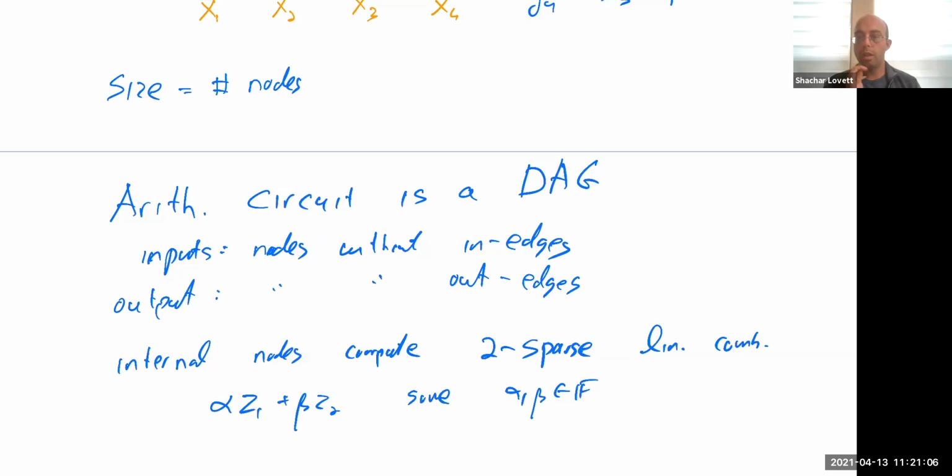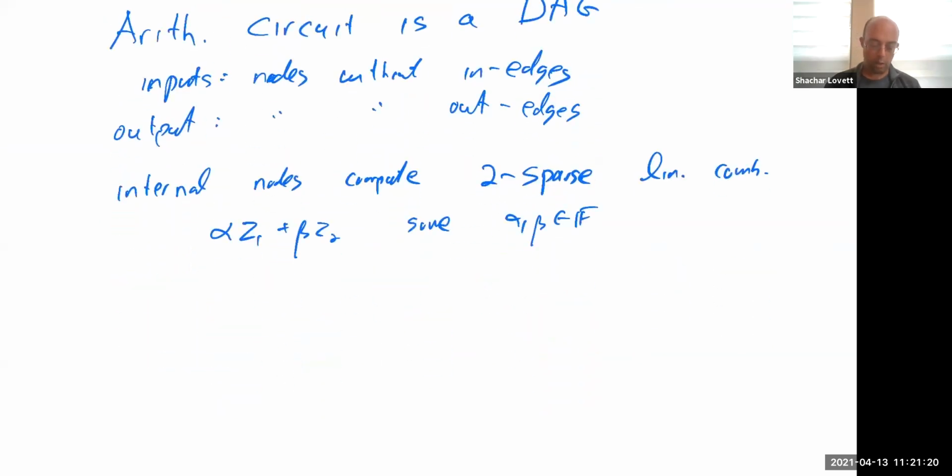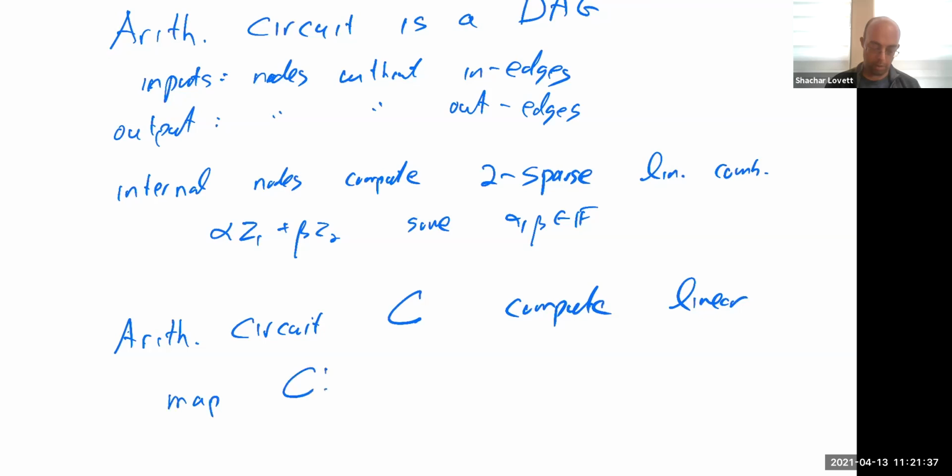So an internal node has 2 inputs that we call z1 and z2, and it comes hardwired with 2 coefficients alpha and beta, and it computes this specific linear combination. And overall, an arithmetic circuit, let's call it C, computes a linear map, right? C maps F^n to F^m, if I have n inputs and m outputs.